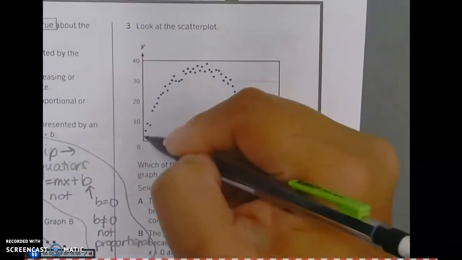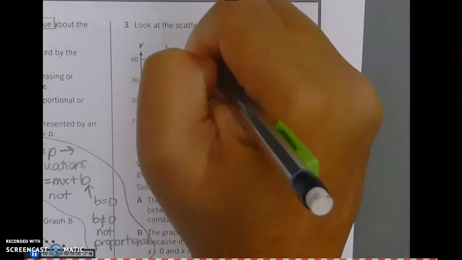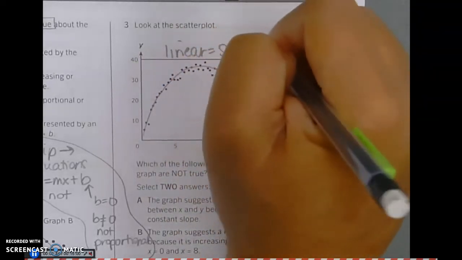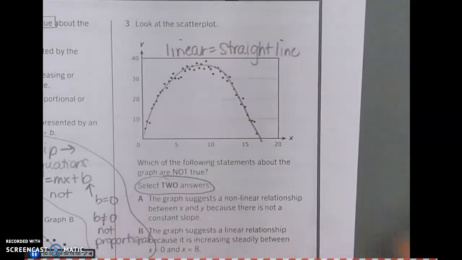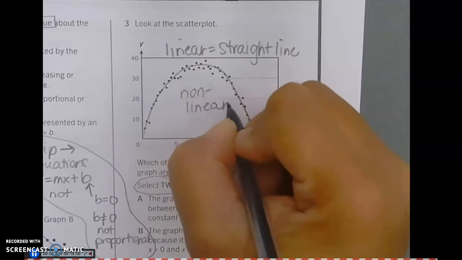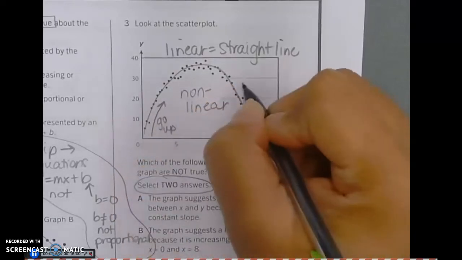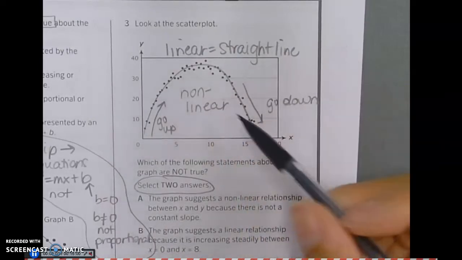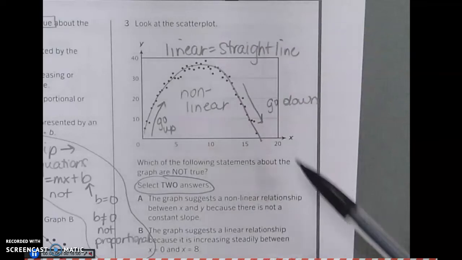Number 3, this is a curve. Remember, linear must be in a straight line or form a straight line pattern. And I need 2 answers about this data. So this is nonlinear. It tends to go up, then it tends to go down. And a linear relationship will consistently go up or consistently go down. It will not do both.